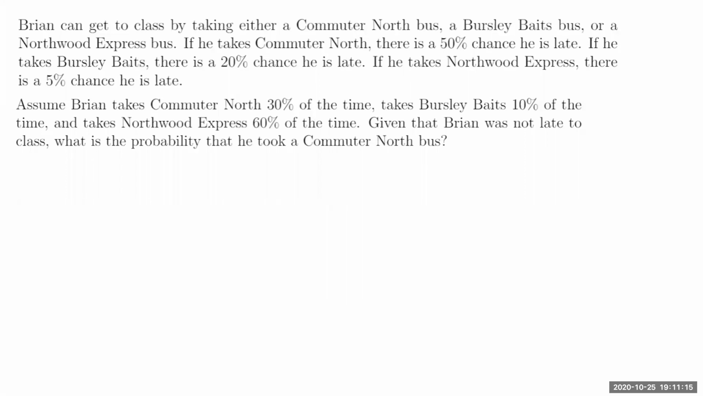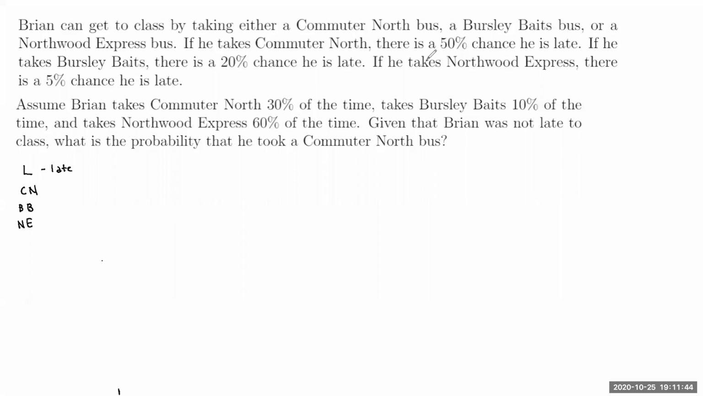So first we have he's late. Let's say if Brian is late, we'll let that be L. And then he can take three sorts of buses: Commuter North, Bursley Baits, or Northwood Express. I'm just going to denote those CN, BB, and NE. Then in this question, we're given if he takes Commuter North, there's a 50% chance he's late.